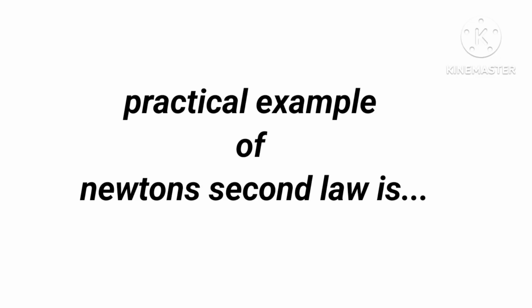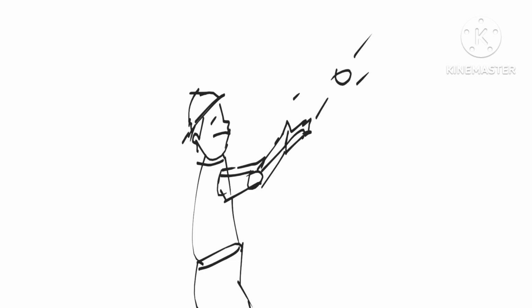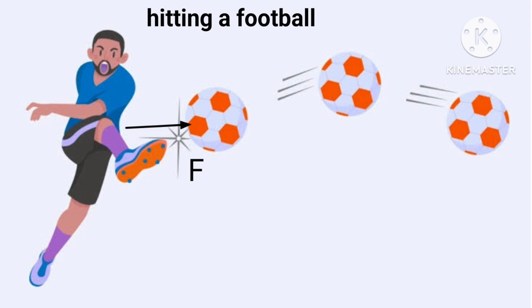One practical example of Newton's second law is, while catching a ball, the fielder draws his hand back. Why? The answer is simple. While catching the ball, the impact of the ball on the hand is maximum. In order to avoid any injury, the fielder draws his hand back. As a result, the impact is reduced. Another example is hitting a football, which means applying a force that gives rise to a change in rate of momentum, that is, produces acceleration.